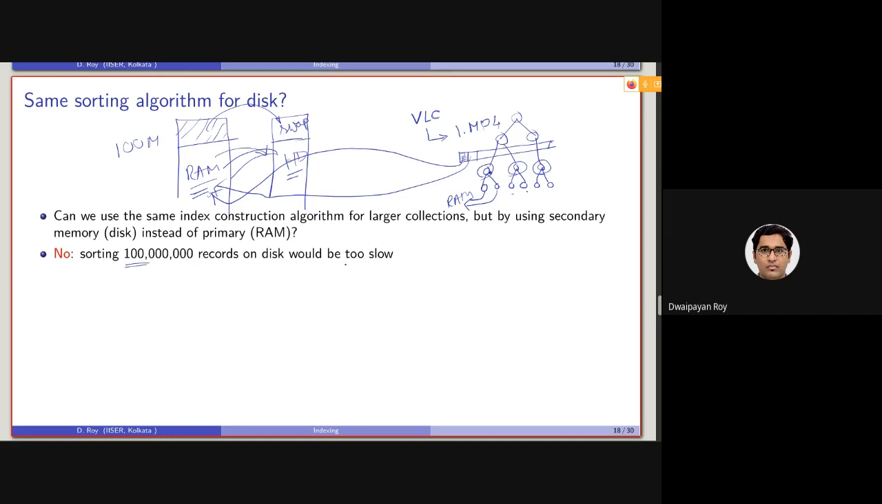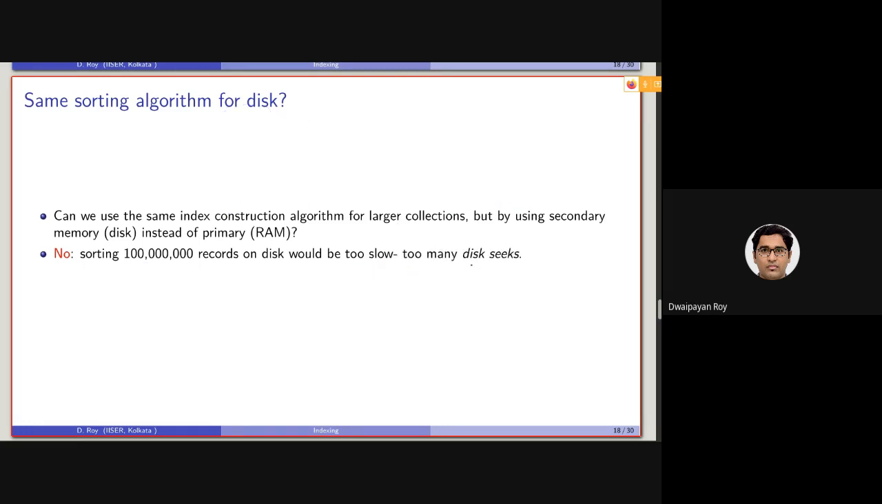But as I said, it will be too slow. The reason is that it involves many disk seeks. As you can see, I have italicized this, because it is a very important concept. The seek time of a disk is basically the time it takes to bring certain information that is stored in the hard disk into RAM. This is the time that is called seek time.